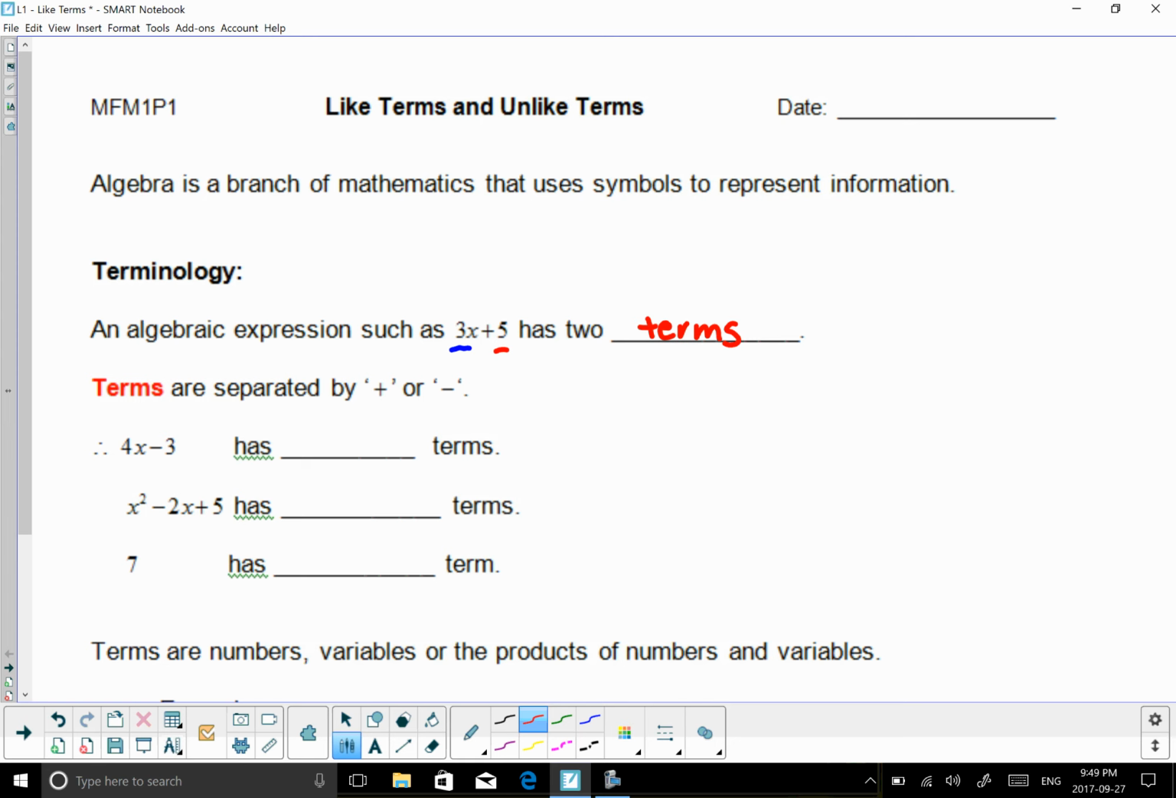5 ones. So 3x is one term and 5 is another. So terms are always separated by plus or minus. So if you look at the first example, there's 4x and you're subtracting 3. So we have two terms here, 4x and 3. So there's two terms here.